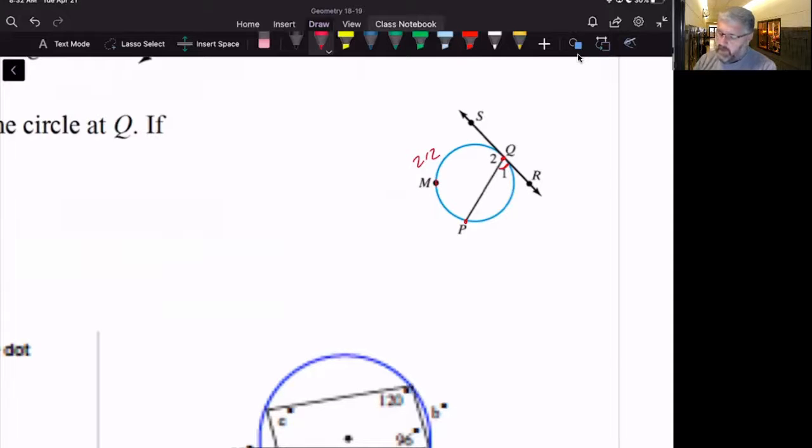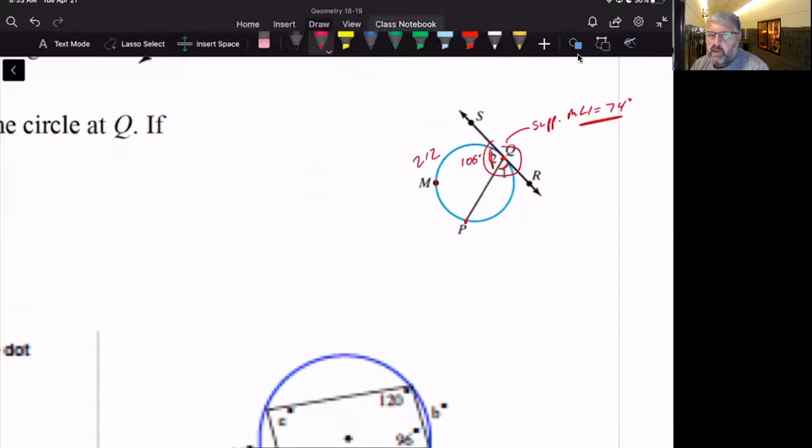We can figure out that angle 2 is going to be half of 212, which would be 106. And then since SR is a line at point Q, those are going to be supplementary angles, right? Because it's a linear pair. So angle 1 would wind up being 74 degrees. Okay, that's one way.